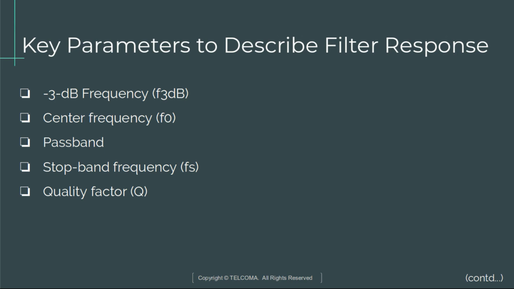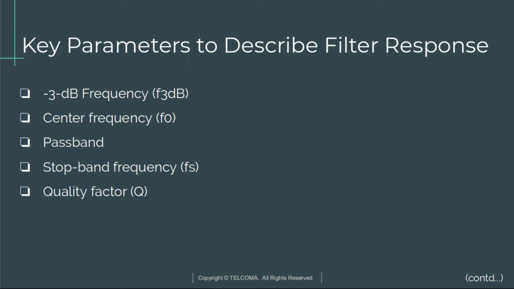Stop band frequency, denoted as Fs. This is a specific frequency where the attenuation reaches a specified value set by the designer. For low pass and high pass filters, the frequencies beyond the stop band frequency are referred to as the stop band. For bandpass and notch filters, there are two stop band frequencies, and the frequencies between the stop bands are also collectively called the stop band.